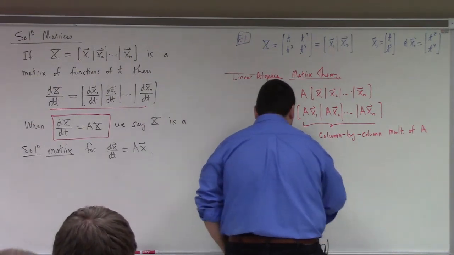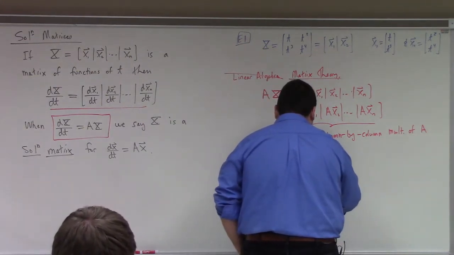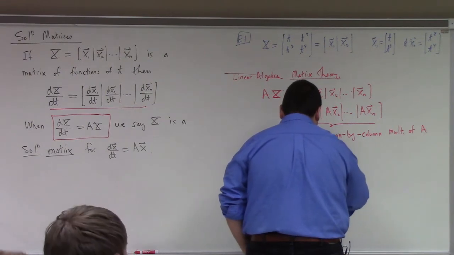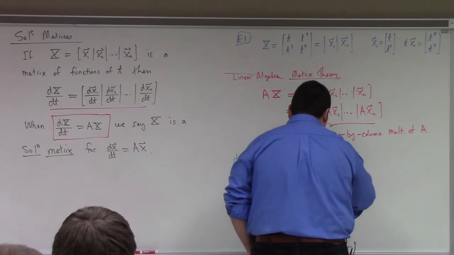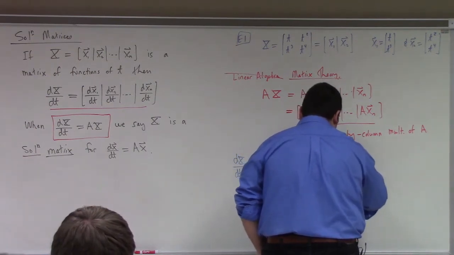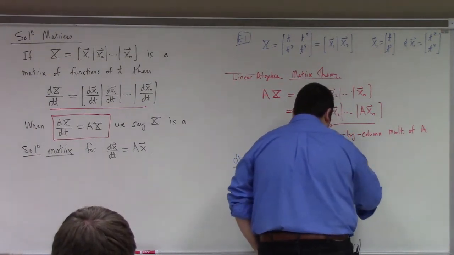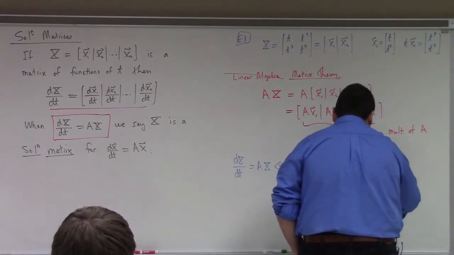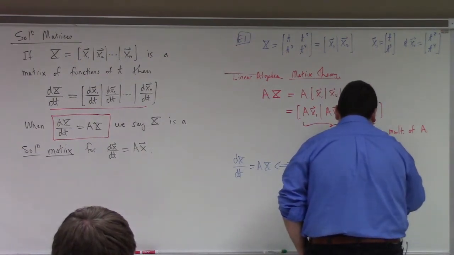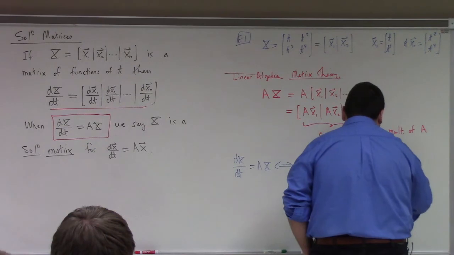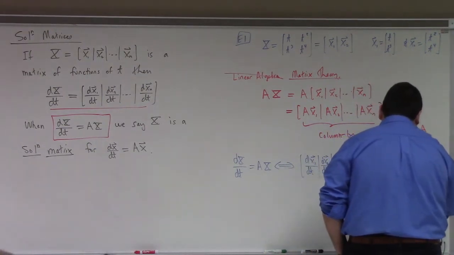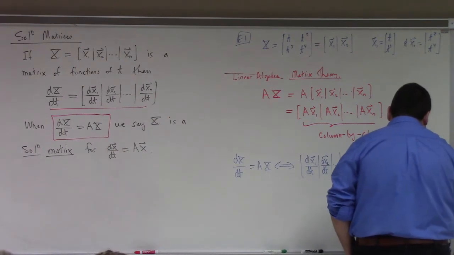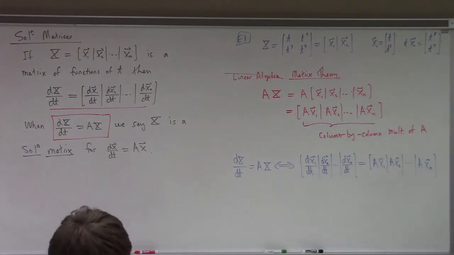If and only if dx1/dt, dx2/dt, dxn/dt is equal to Ax1, Ax2, Axn. Right?